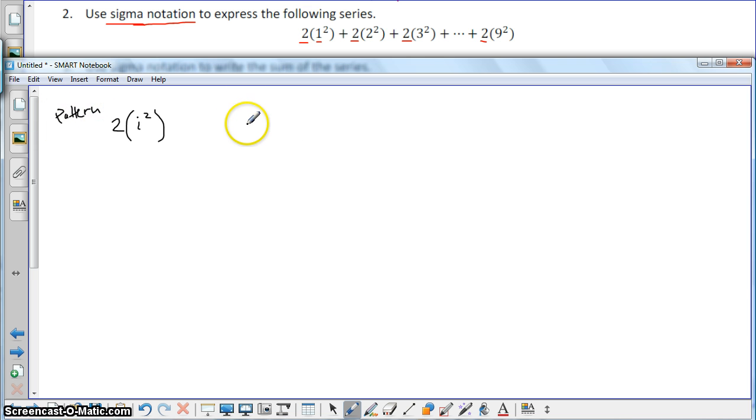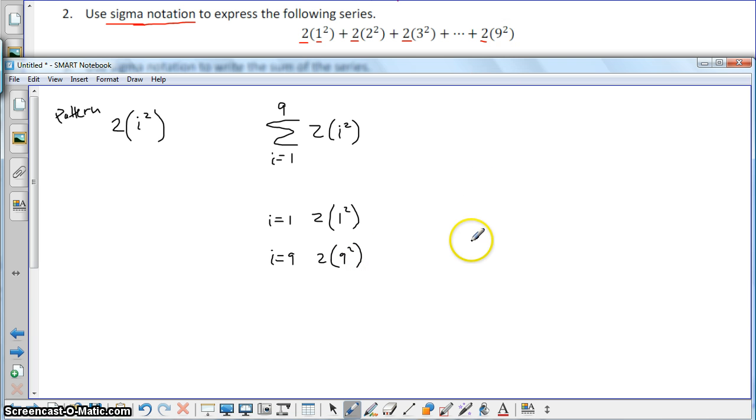All I have to do is plug it into the notation, 2 i squared. It looks like I might plug in 1 here. Let's double check. i equals 1, 2 times 1 squared, which, if I look right here, is exactly what I have there. So that seems to be good. Then 1, 2, 3, all the way up to 9. It looks like I'm going to end at 9. Just to double check, 2 times 9 squared is exactly the same pattern.